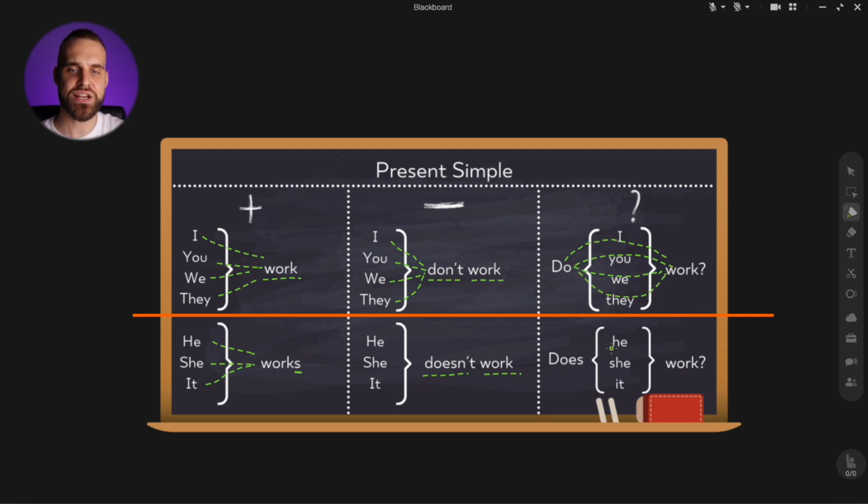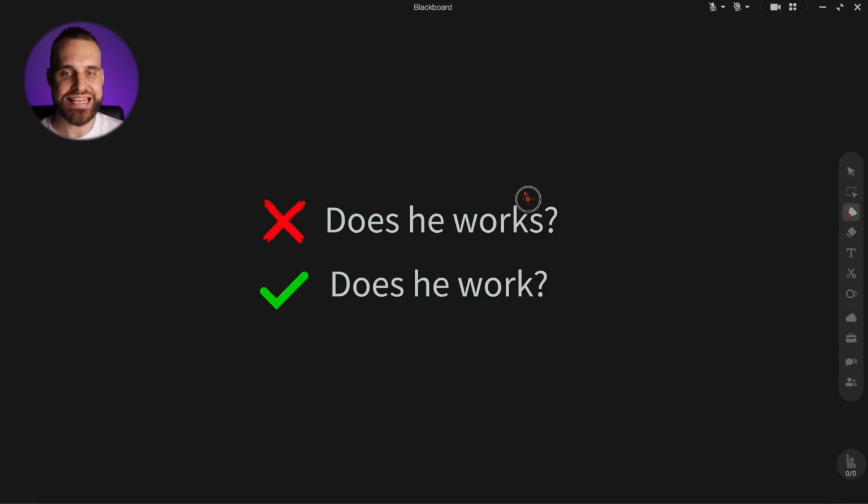But with he, she, it, we start the question with does. Does he work? Does she work? Does it work? And just like in negatives, remember, the verb stays in the base form. So we don't say, does he works? No, we say, does he work? Now here is one of the most common mistakes that I usually hear from beginners.